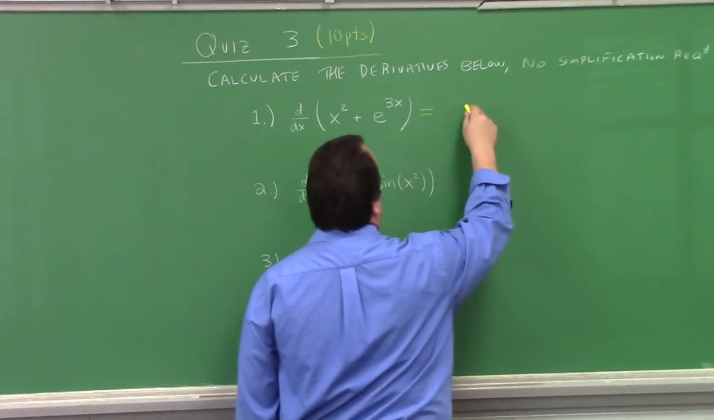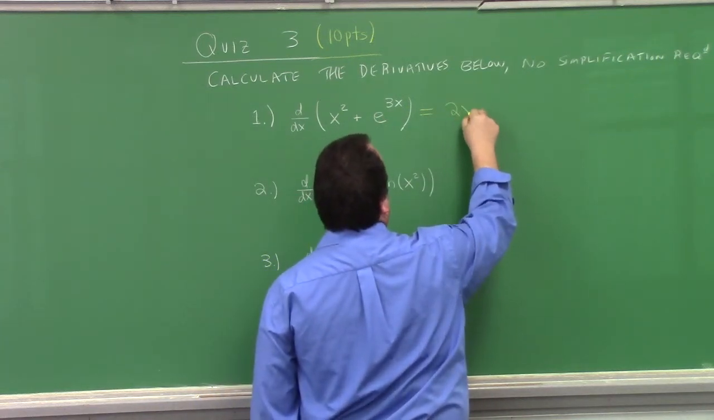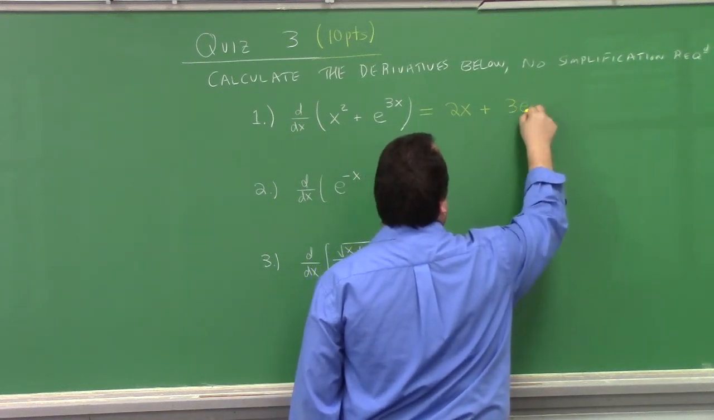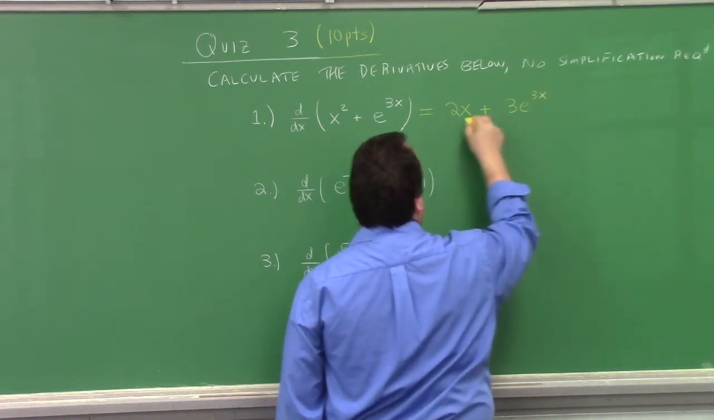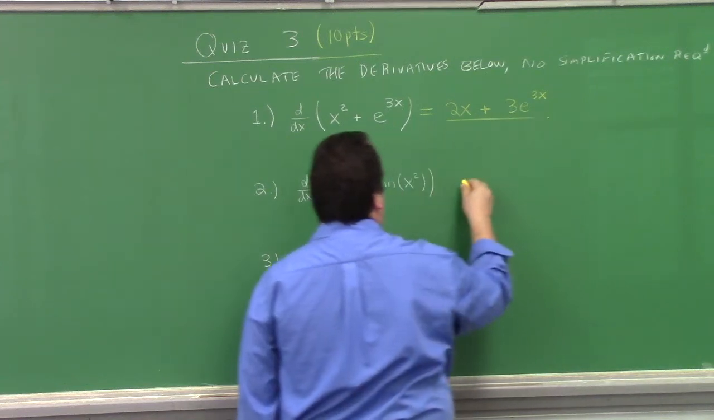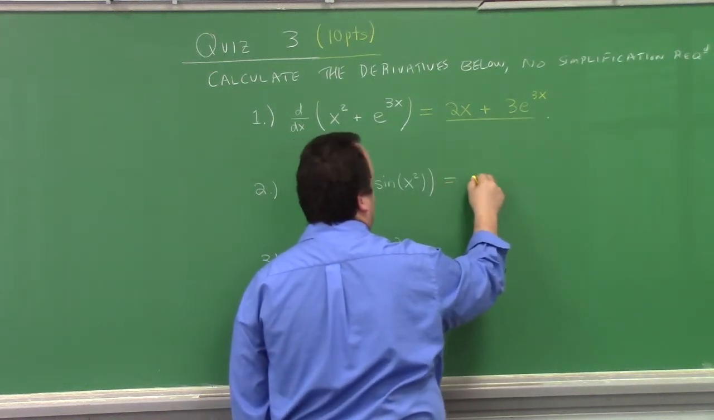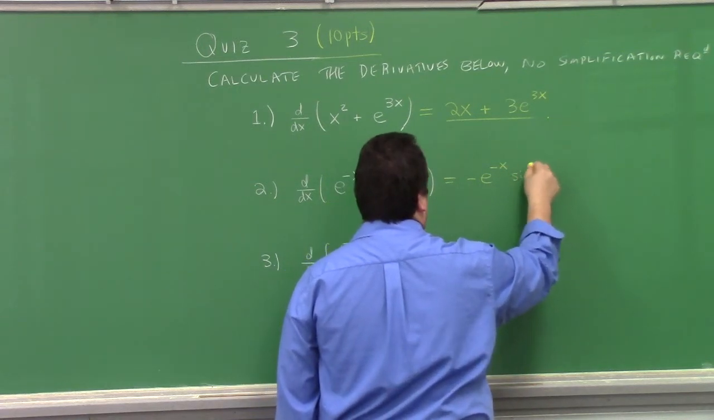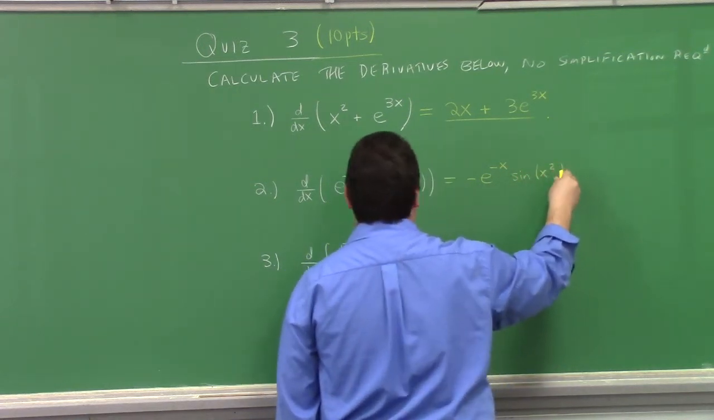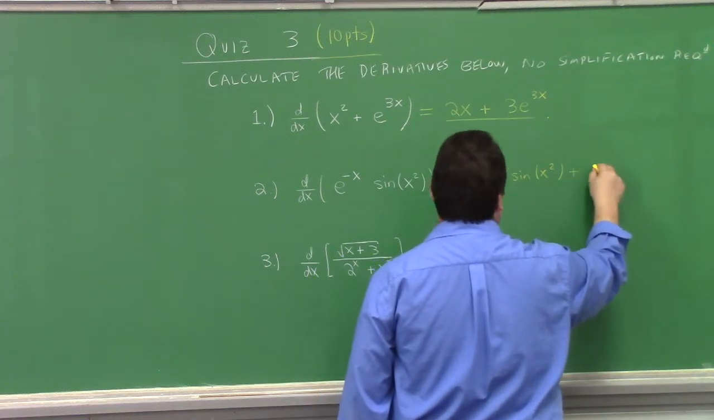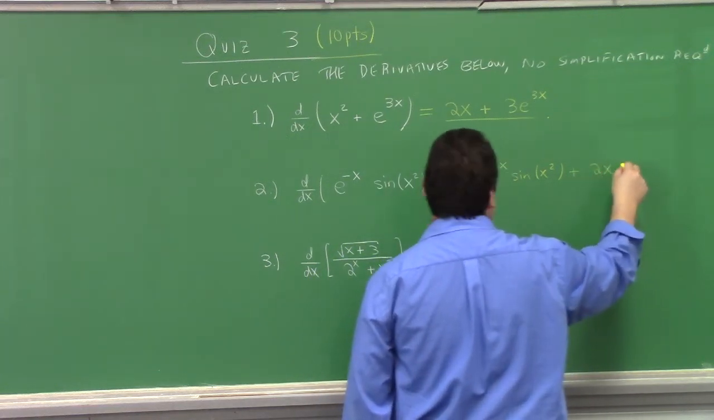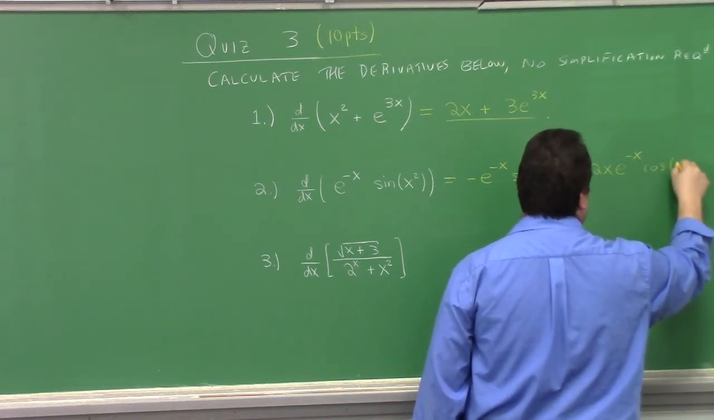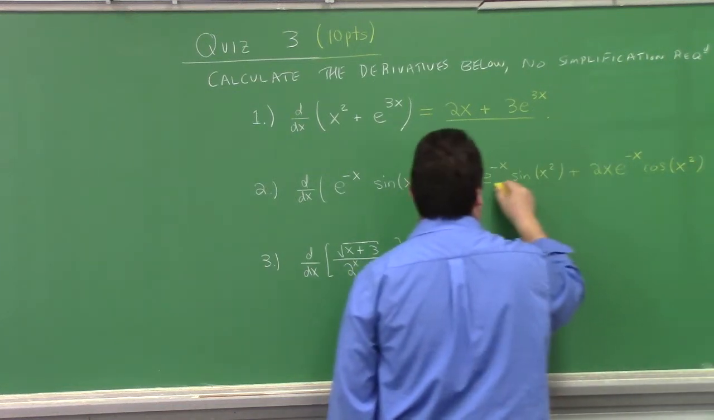So this one is 2x plus 3 e to the 3x. That's the answer to that one. This one is minus e to the minus x sine of x squared plus 2x e to the minus x cosine of x squared. That's the answer to that one.